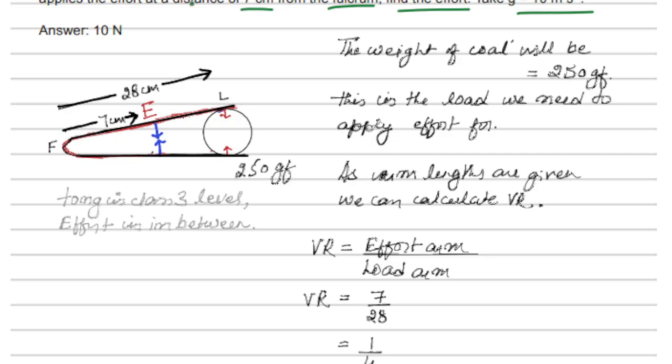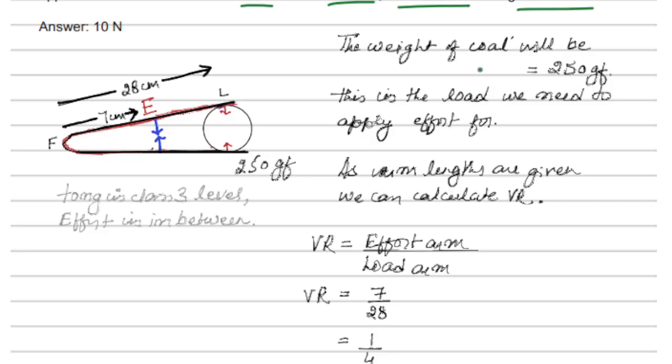So it is given that the effort is at a distance of 7 centimeters. Note it down here. The length of the tongue is 28 centimeters. So the load is getting picked here, 28 centimeters. Now we just need to apply formulas. Let's say we have VR equals effort arm divided by load arm.